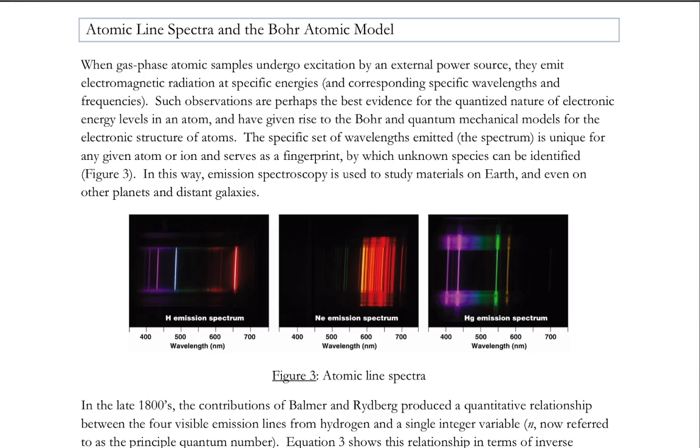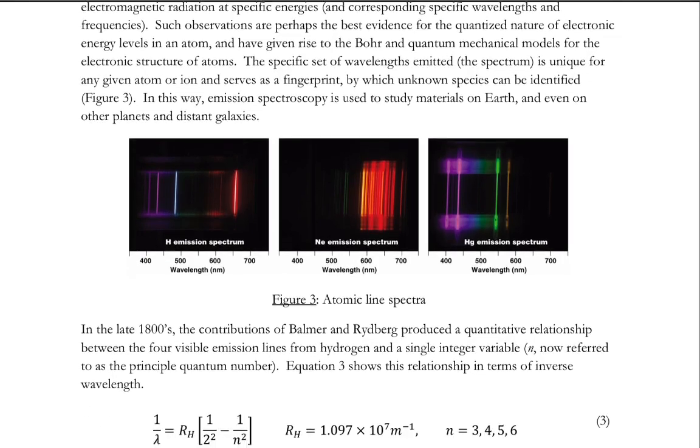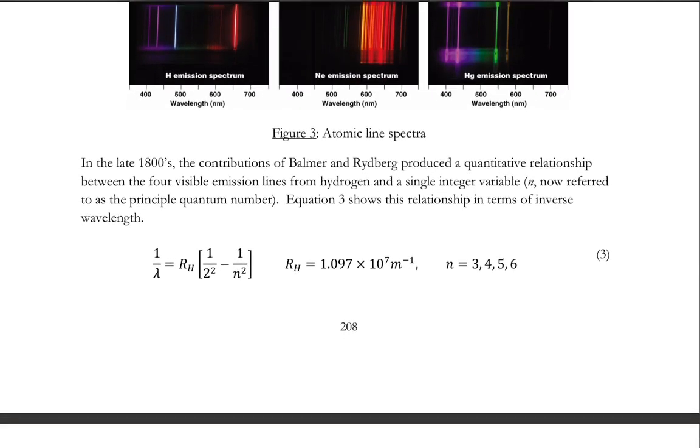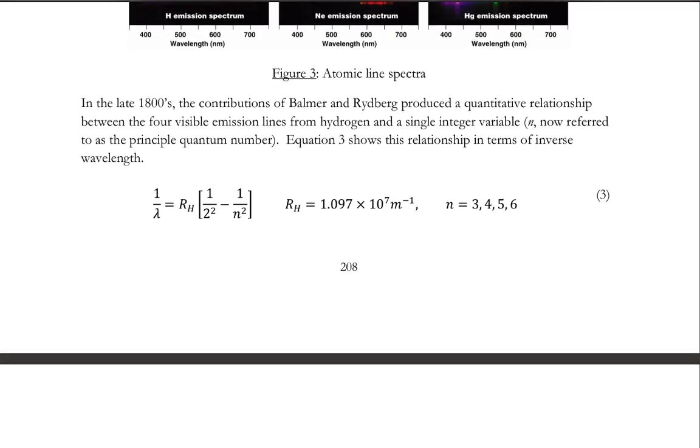We see the neon emission spectrum, and it is very different from the hydrogen emission spectrum. The mercury emission spectrum, we see that it is different yet. Each element has its own characteristic spectrum. Many scientists have worked with hydrogen and the emission spectrum of hydrogen.